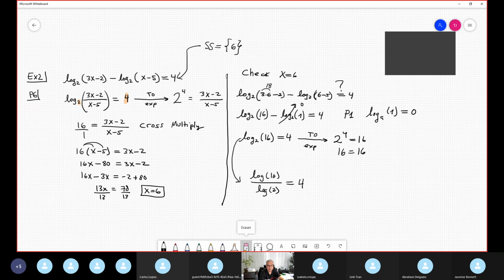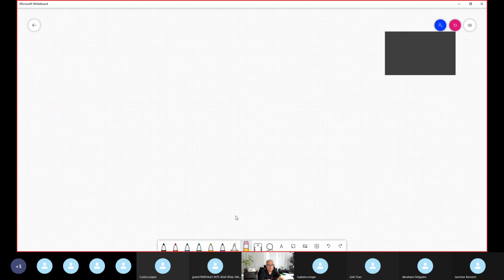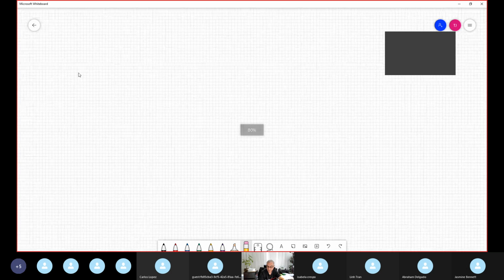I want to erase the board, right? Do you see the whiteboard or no? Do you see the whiteboard? Yes. Yes, okay. Example 3. I like this example.